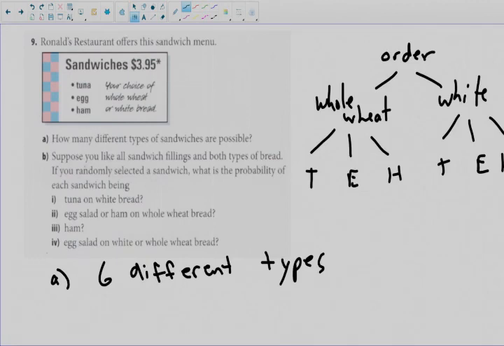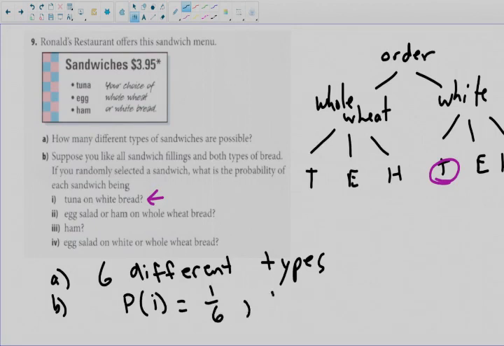And then part B says, suppose you like all sandwich fillings and both types of bread. If you randomly selected a sandwich, what is the probability of each sandwich being tuna on white bread? Well, white bread is here, tuna is here. So for this one, there is 1 success out of 6. So for part B, I'm just going to write probability of I, and that is equal to 1 over 6.